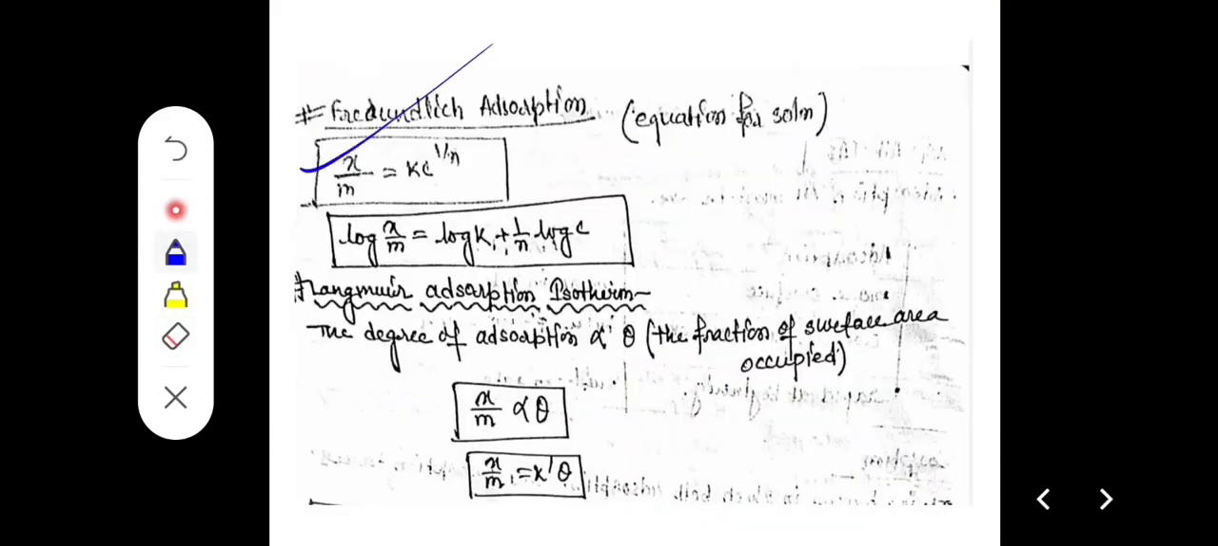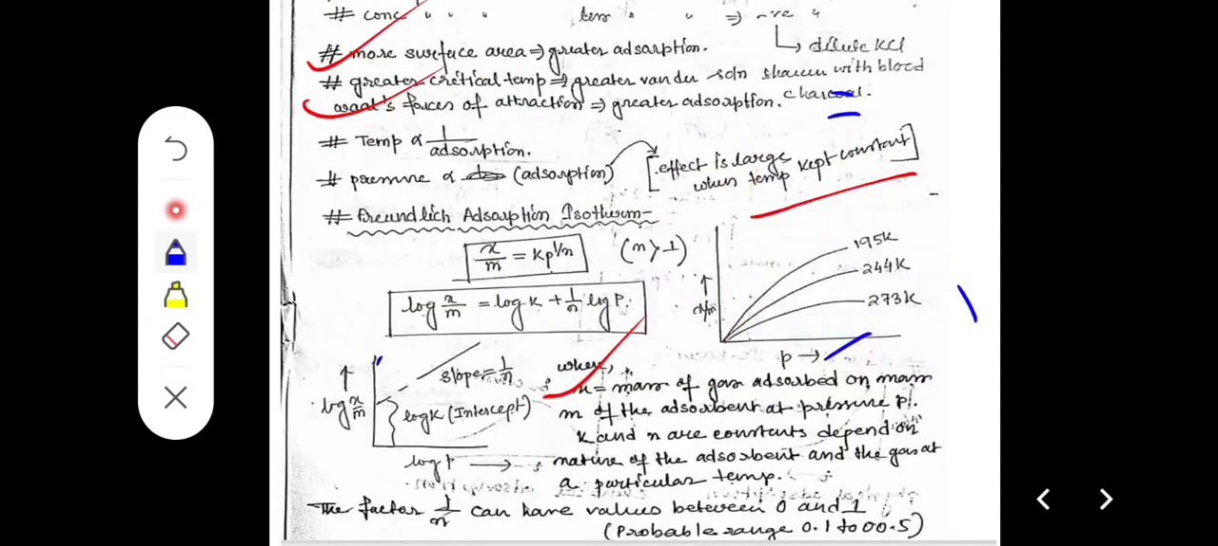Similar to the Freundlich adsorption isotherm, if we express x by m in terms of concentration rather than pressure, we can say x by m equal to k c to the power 1 by n. Similarly, we get log of x by m equal to log k plus 1 by n log of c, by taking log on both sides. Similarly, 1 by n is the slope and log k is the intercept, if we plot log of x by m versus log concentration.